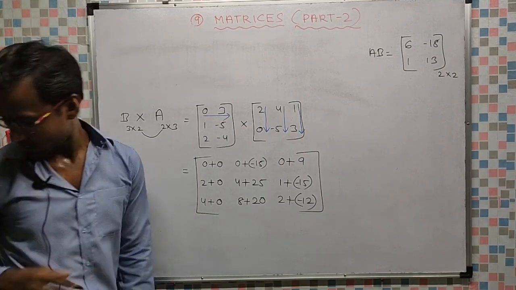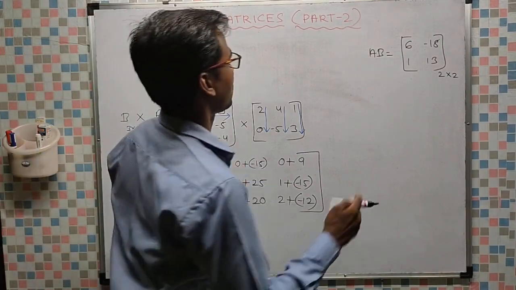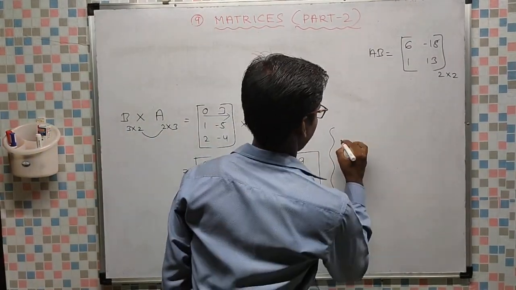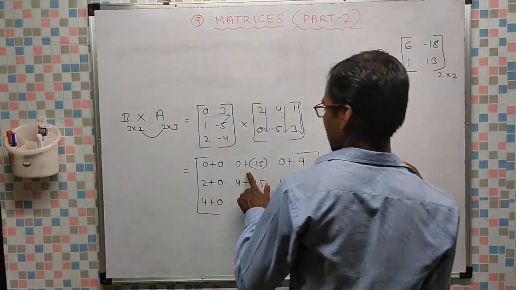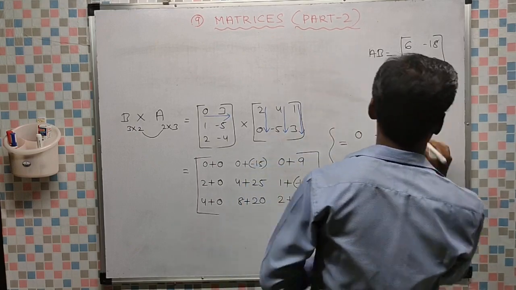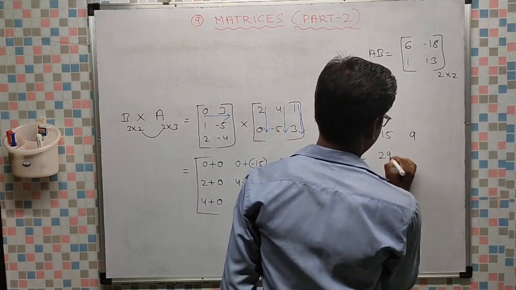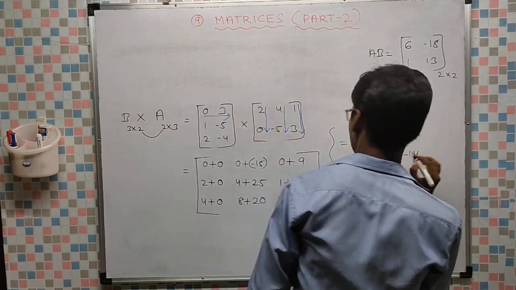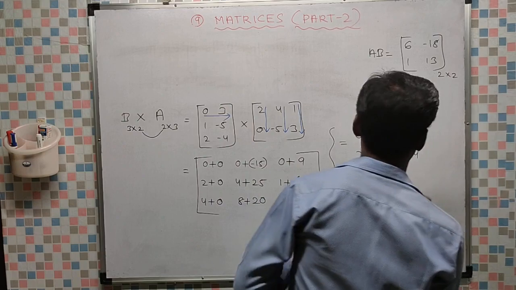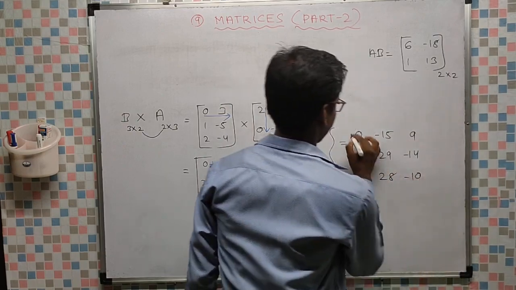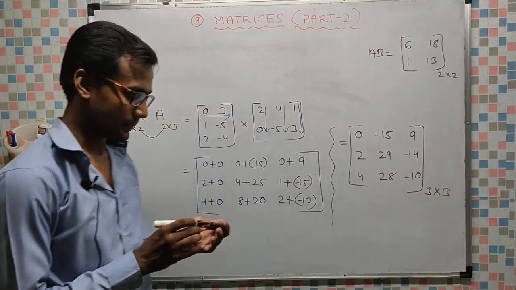So this is the resultant matrix, which is equal to 0 plus 0 is 0, 0 plus minus 15 is minus 15, 0 plus 9 is 9, 2 plus 0 is 2, 4 plus 25 is 29, 1 plus minus 15 is minus 14, 4 plus 0 is 4, 8 plus 20 is 28, 2 plus minus 12 is minus 10. Its order is 3 by 3.